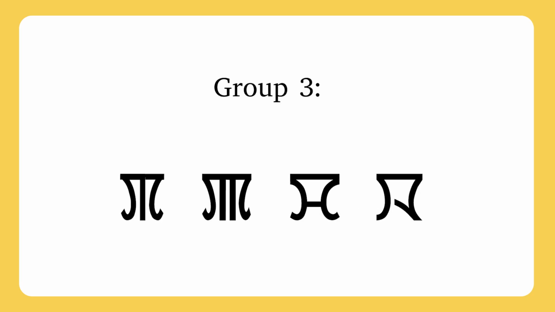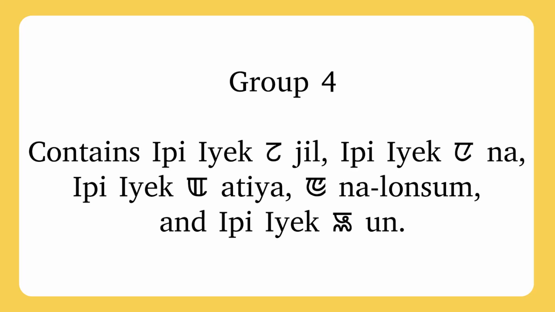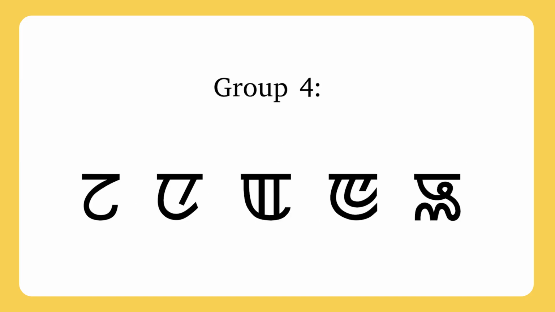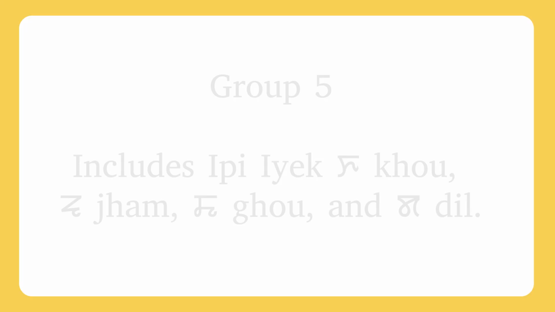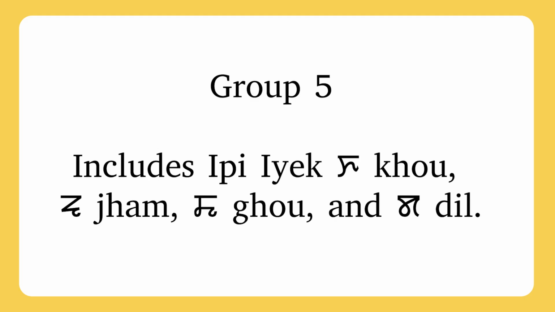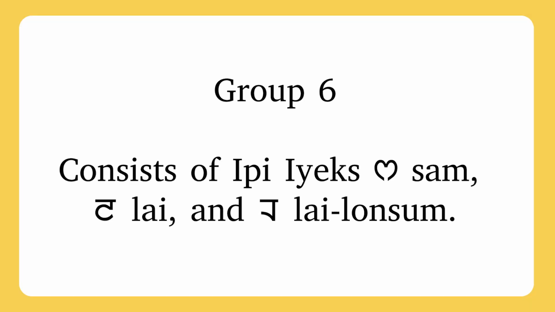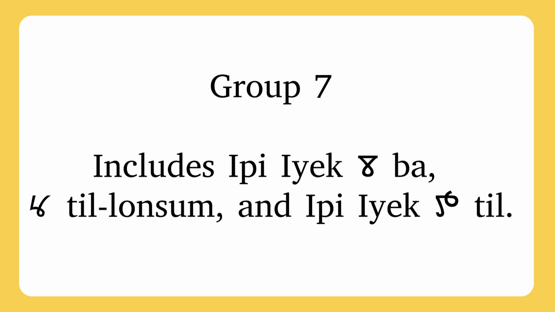Group 4 contains Eepee Jil, Eepee Na, Eepee Atiya, Na Lonsum, and Eepee Un. Group 5 includes Eepee Khou, Jam, Gau, and Dil. Group 6 consists of Eepee Sam, Lai, and Lai Lonsum. Group 7 includes Eepee Ba, Til Lonsum, and Eepee Til.